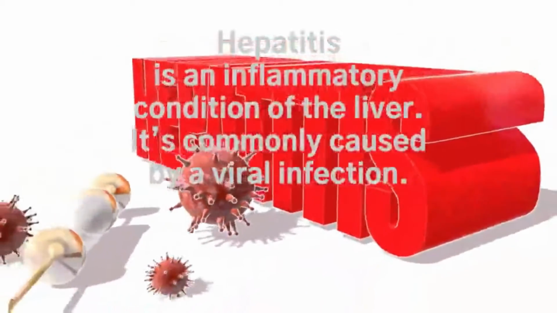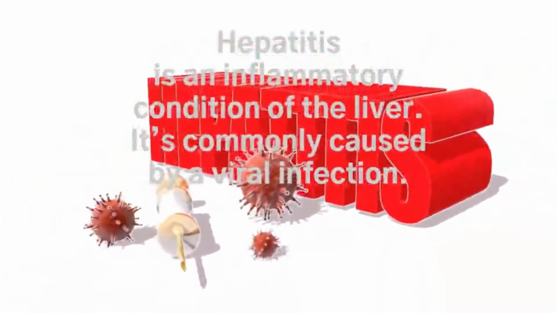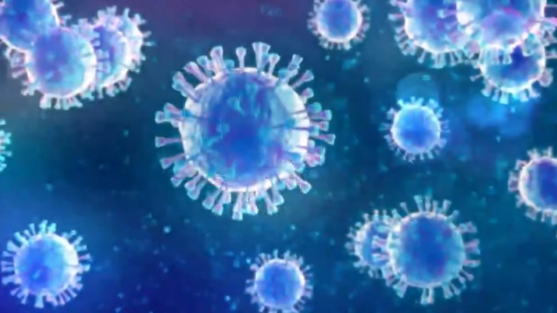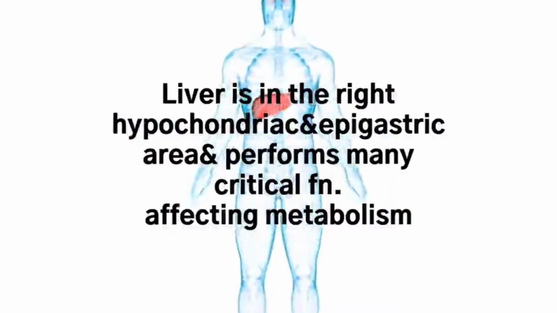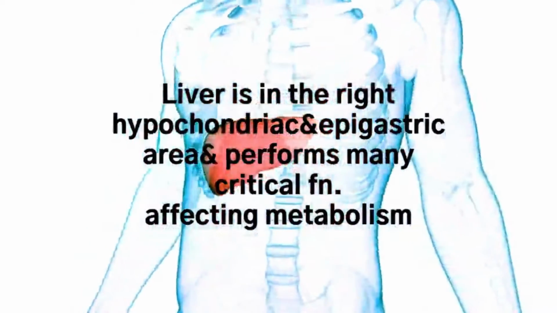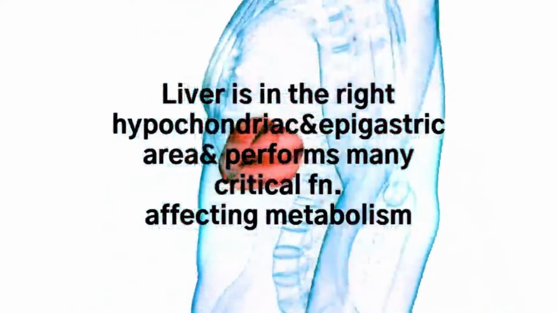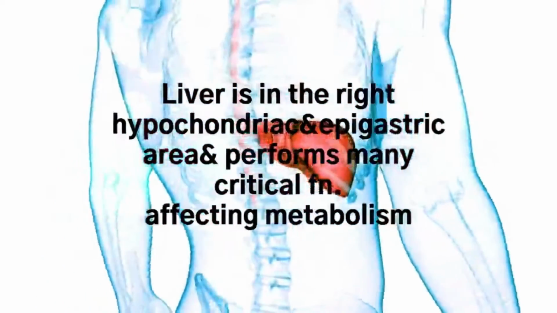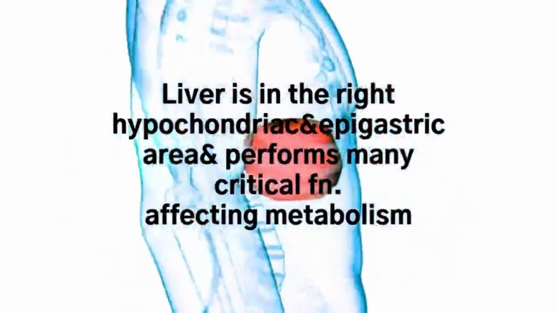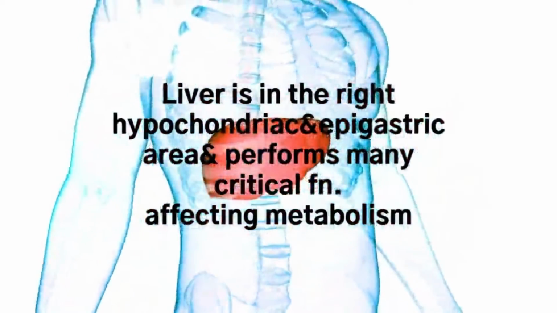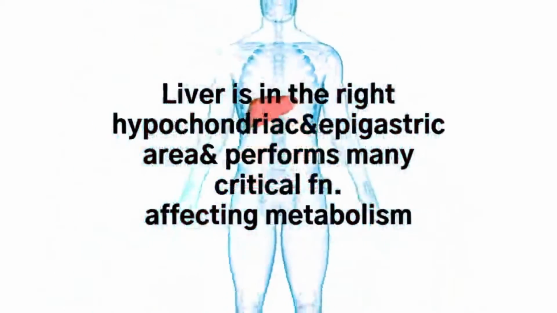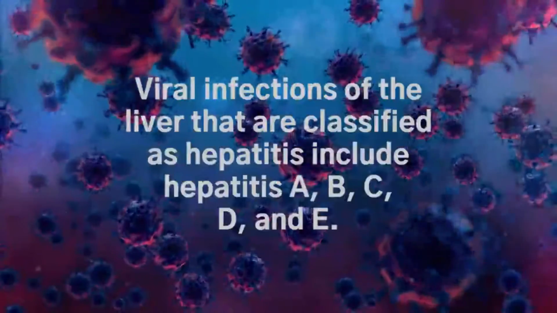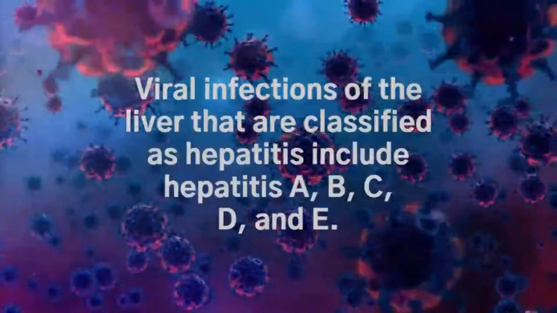Hepatitis is an inflammatory condition of the liver and it's commonly caused by a viral infection, but there are other causes as well. The liver is in the right hypochondriac and epigastric area and performs many critical functions affecting metabolism like bile production, filtering toxins, excretion of bilirubin, breakdown of carbs, fats and proteins, activation of enzymes, storage of glycogen, synthesis of blood proteins, and synthesis of clotting factors.